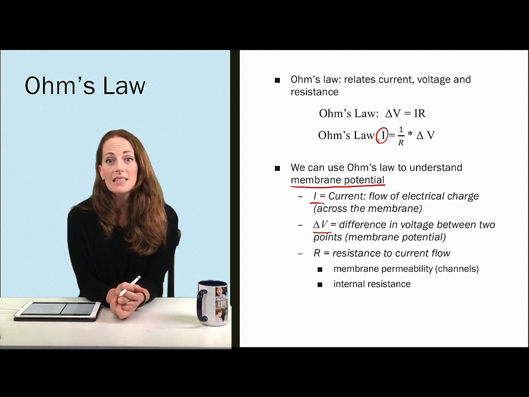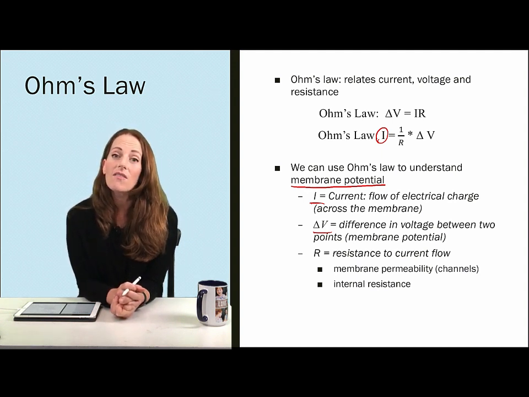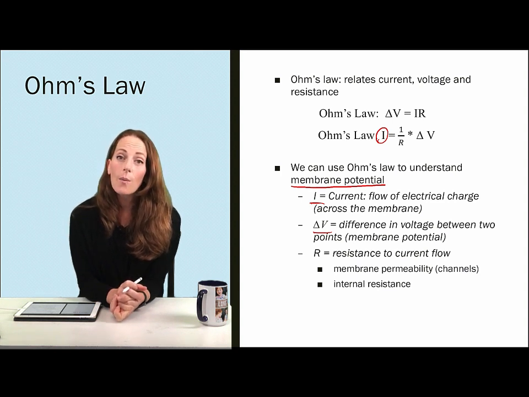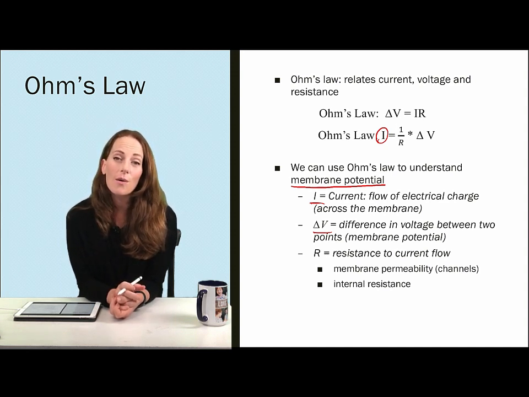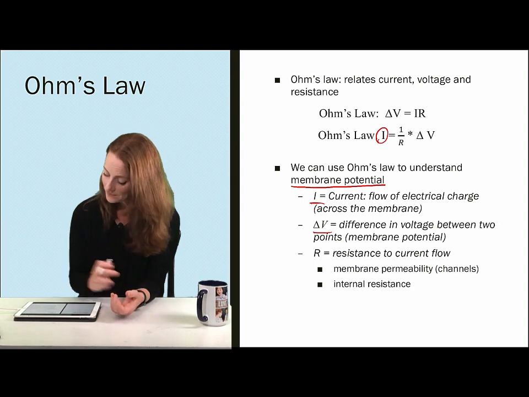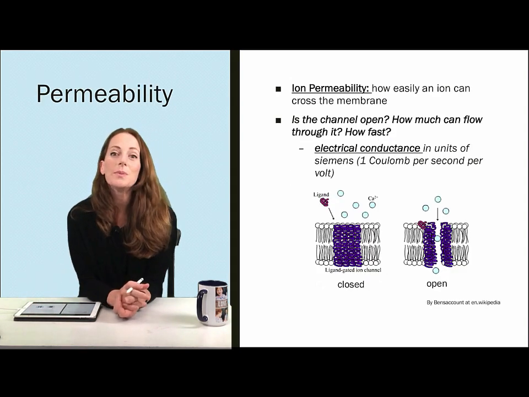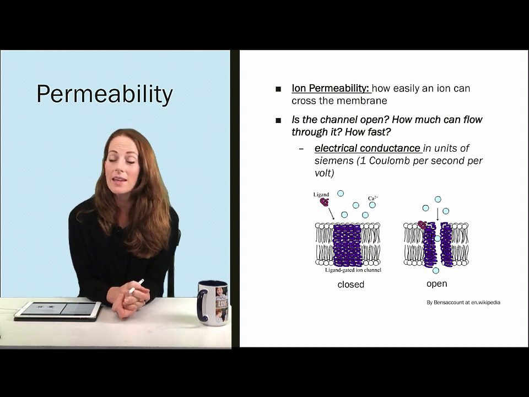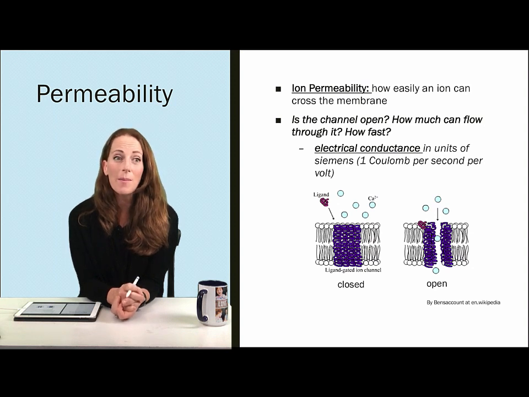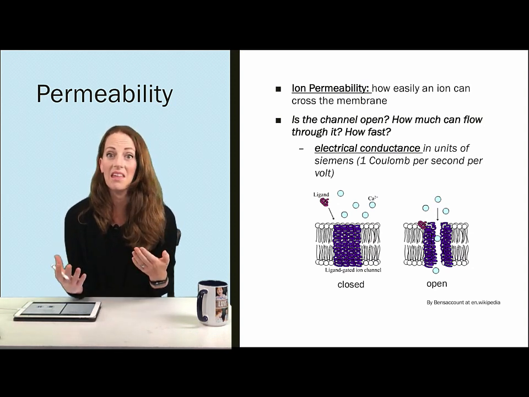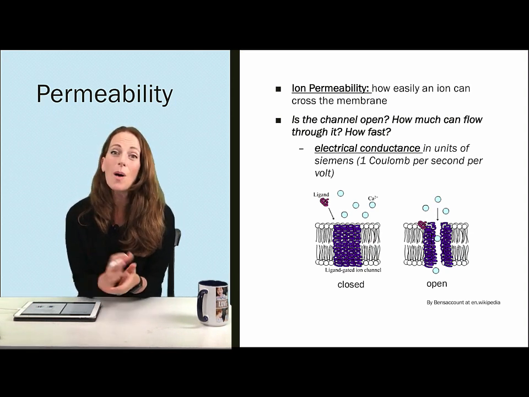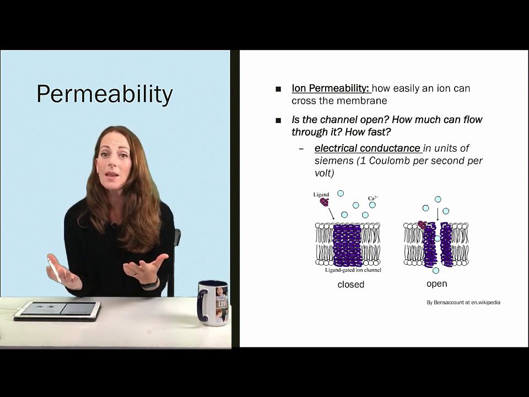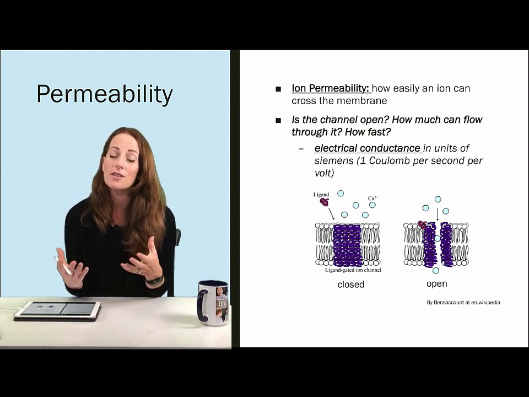So the resistance is basically the inverse of the permeability or conductance, whether the ions can flow across the membrane or whether the channels are open for any particular ion. It's really important to think about ion permeability. How easily can this particular ion or this group of ions cross the membrane? If the channel's closed, they can't cross at all at that given point in time. If the channel is partially open, they have a small permeability. If the channel is fully open, we'll have a fast conductance or a large permeability.